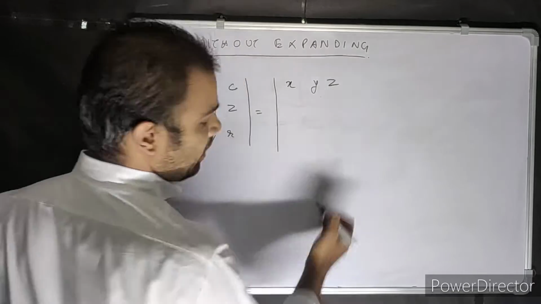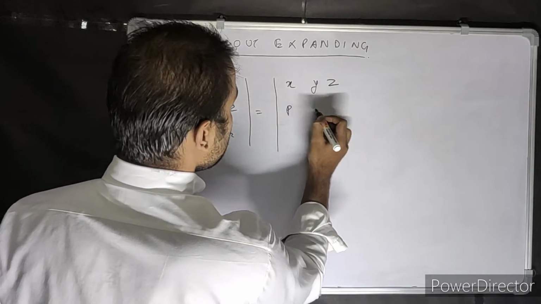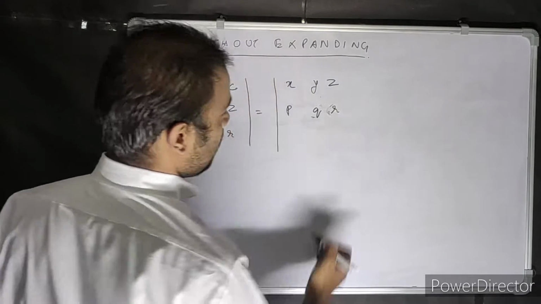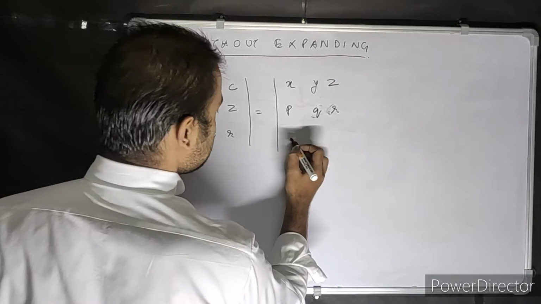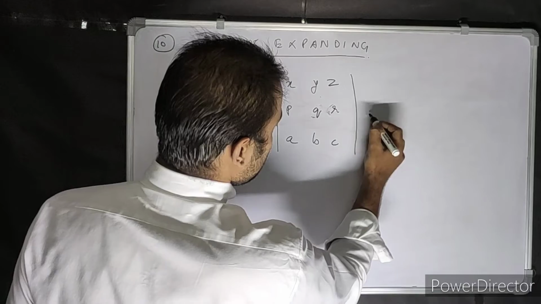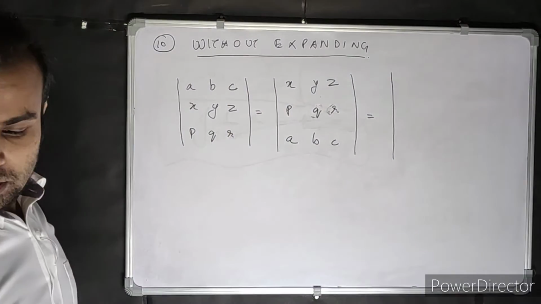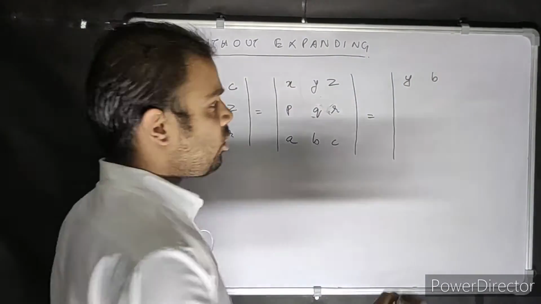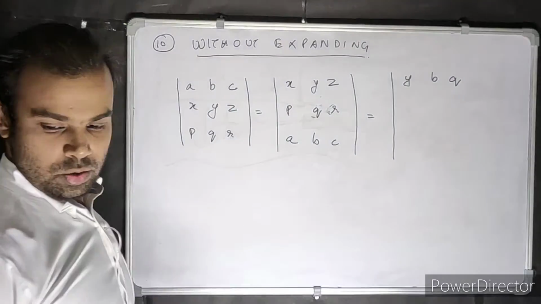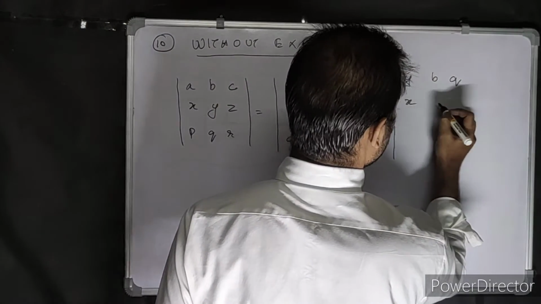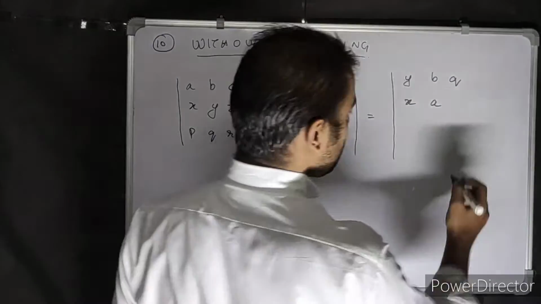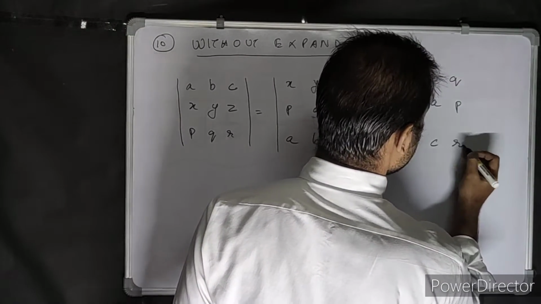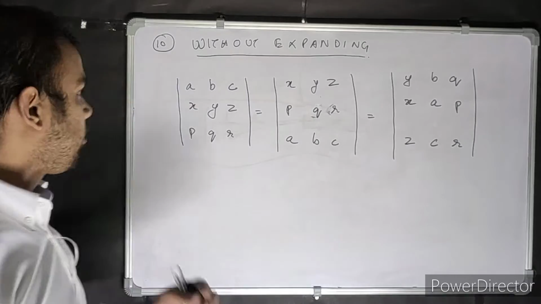X, Y, Z, P, Q, R, A, B, C, and this is also equal to Y, B, Q, X, A, P and Z, C, R.